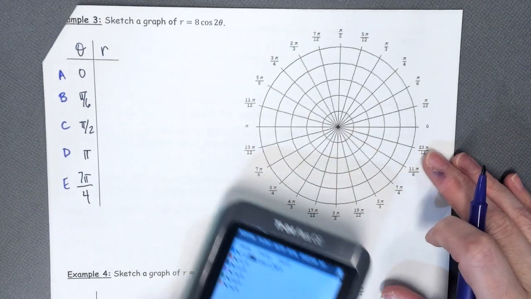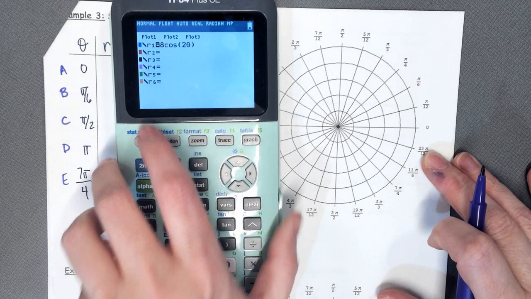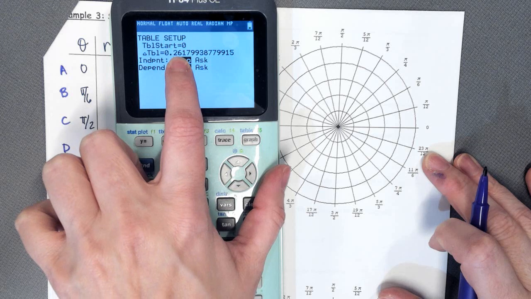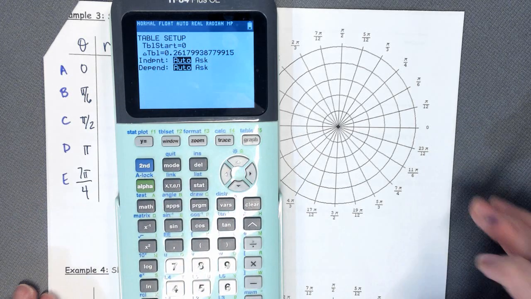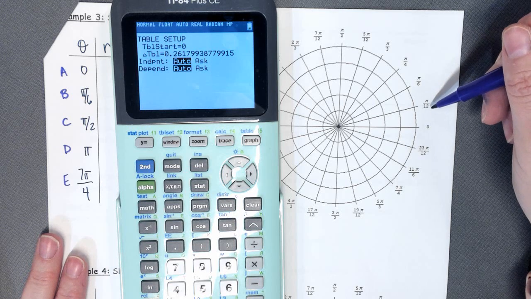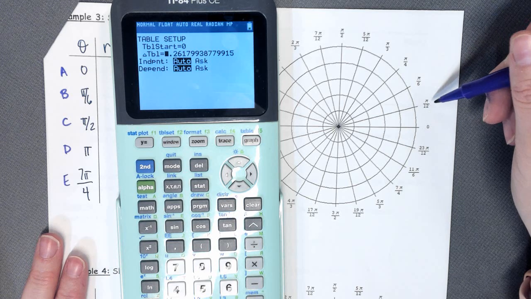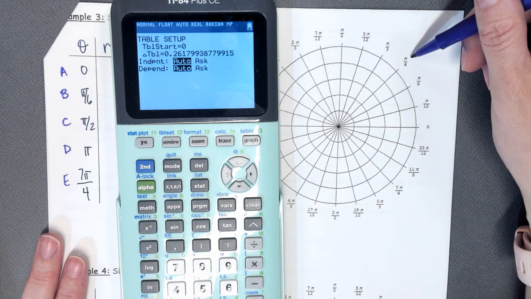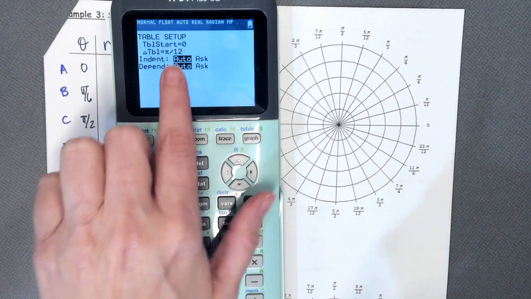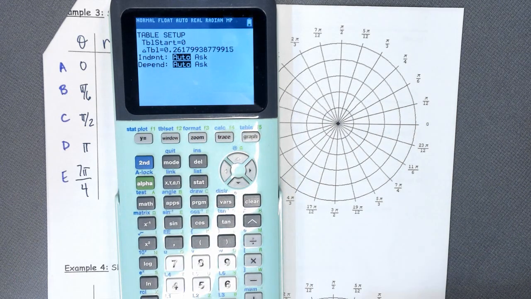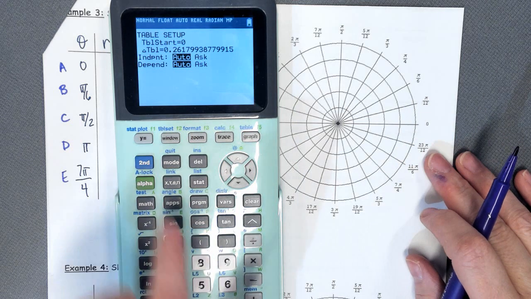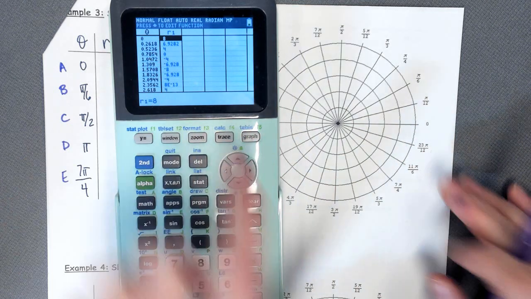For those of you that are just starting with me, we are going to go to our table set, and we want to start at 0. And then remember, what we talked about yesterday is the units always go by pi over 12. So this is 1 pi over 12, 2 pi over 12, 3 pi over 12. So we're going to make the change in our table pi over 12. And if you see that it's 0.26, you know that you've done that correctly. And you are always going to want to start at 0.